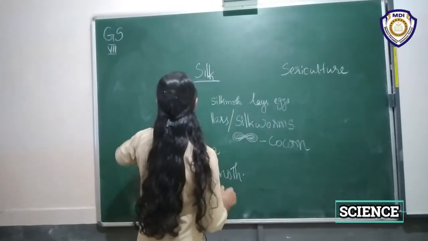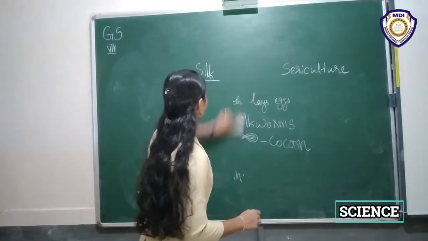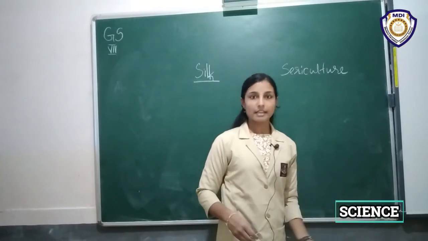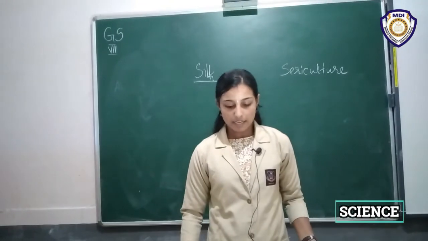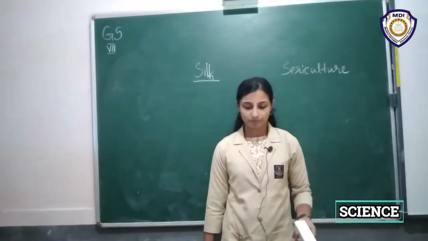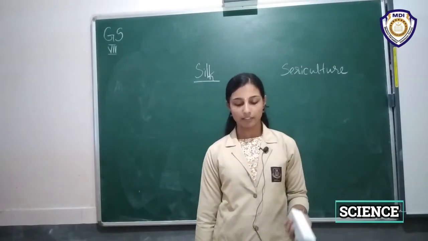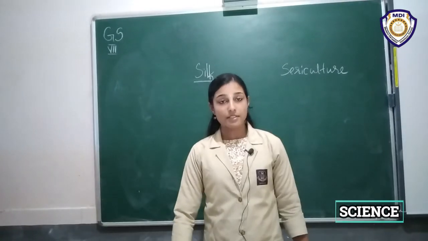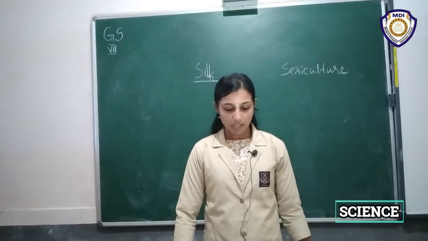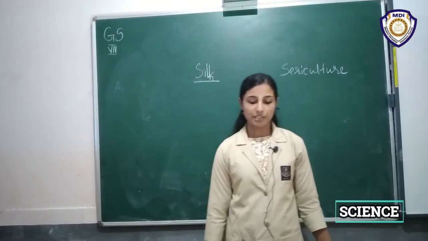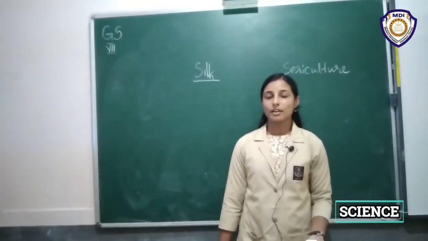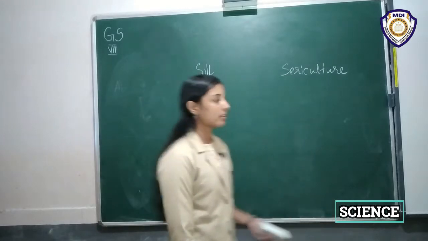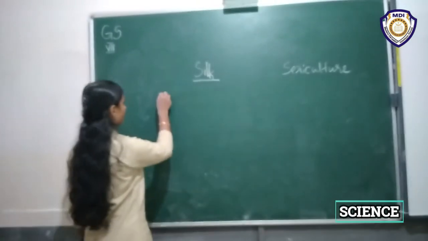So that is reeling of silk. And reeling is done in special machines which unwind the threads of silk fibers from the cocoon. And silk fibers are then spun into silk threads which are woven into silk cloth by weavers. That means we discussed the processing.